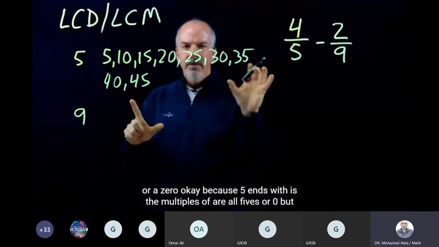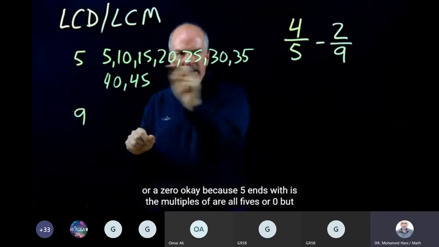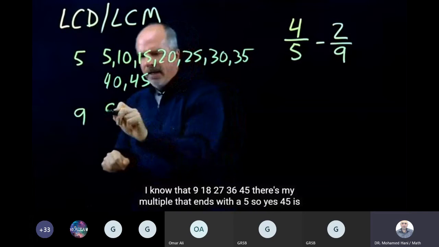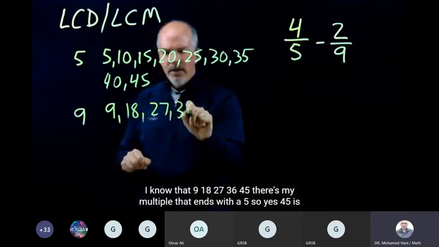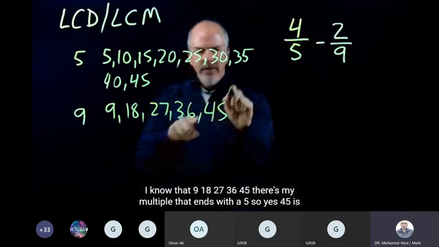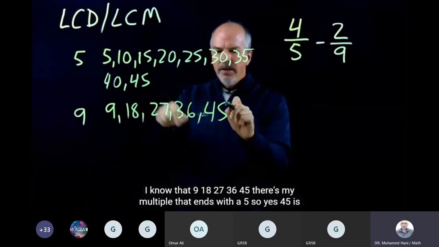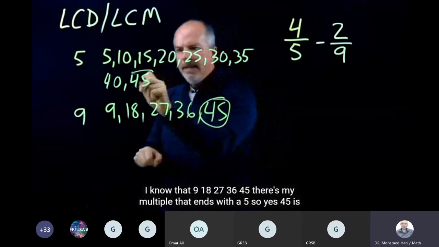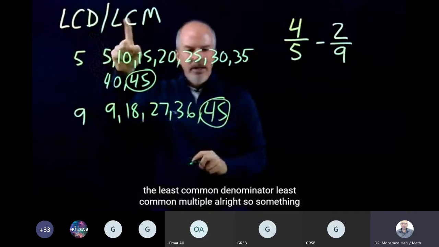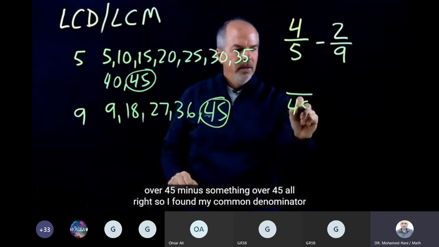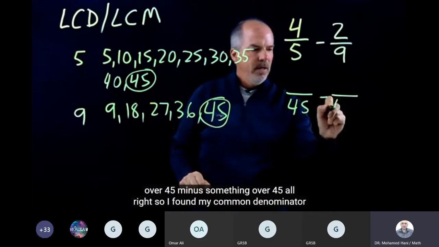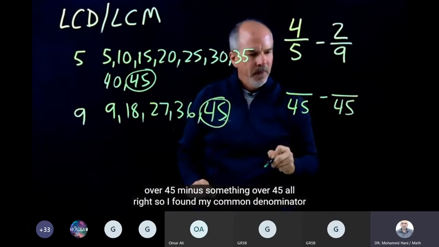Okay? Because with 5, the multiples all end in 5 or 0. But I know that 9, 18, 27, 36, 45. There's my multiple that ends with a 5. So yes, 45 is the least common denominator, the least common multiple. All right, so something over 45 minus something over 45.